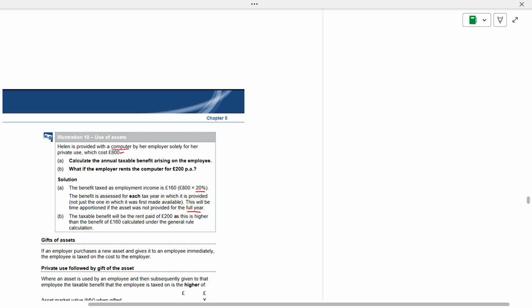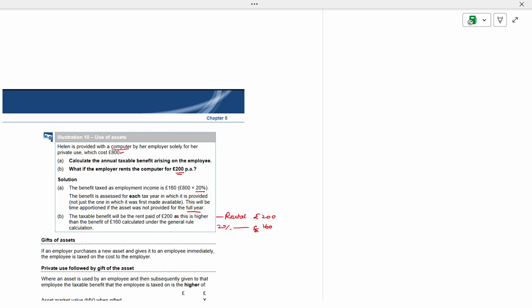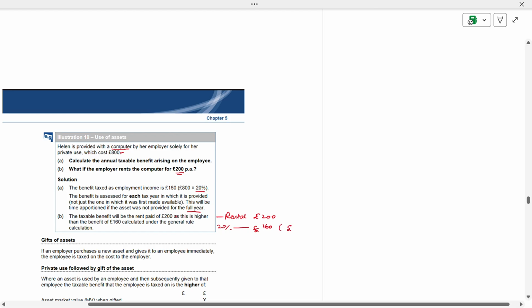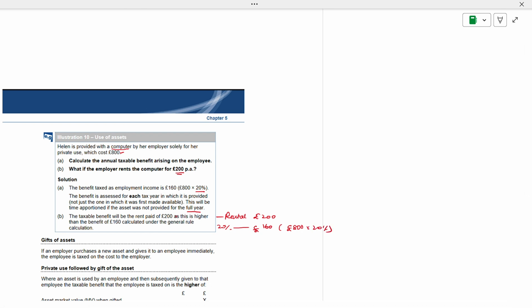What if the employer rents the computer at 200 per annum? The rental is going to be 200. 20% is going to be 160. How did we get 160? It is 800 times 20%. Whichever is higher, they will take it. Is it okay?